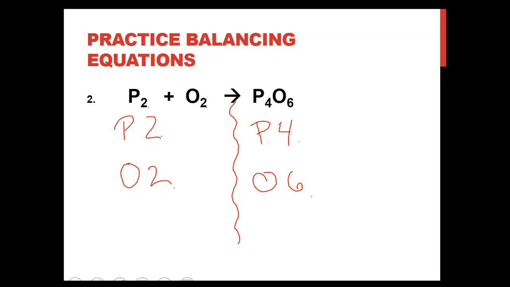So I need to change the left side because I don't want to add anything to the right side, and I can't take anything away here, so I can add coefficients to make it balanced though. So what times 2 would give me 4? I hope that you are saying 2, and that gives me the 4 that I need. And then what times this 2 would give me 6? And I hope you are saying 3. So now I have the 6 oxygens that I have.